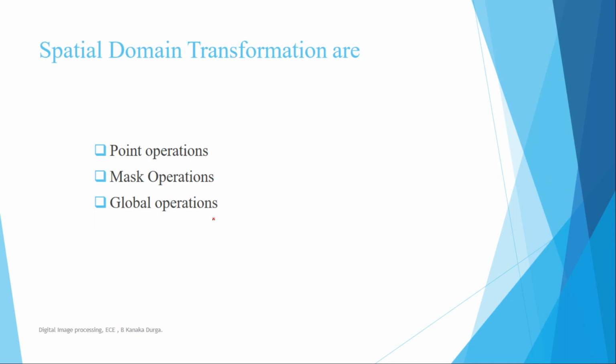Spatial domain transformation methods, how many types are there? Point operations, mask operations and global operations. The spatial domain enhancement techniques are of three categories. First one is point operations, next one is mask operations, third one is global operations.